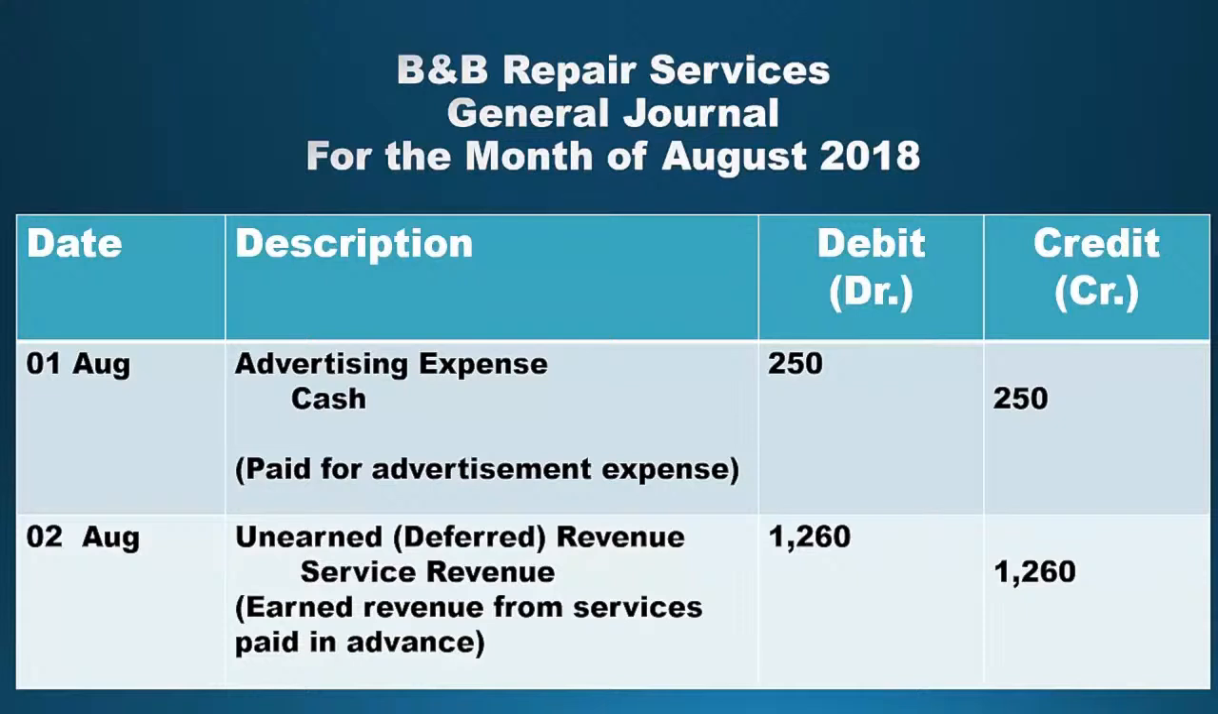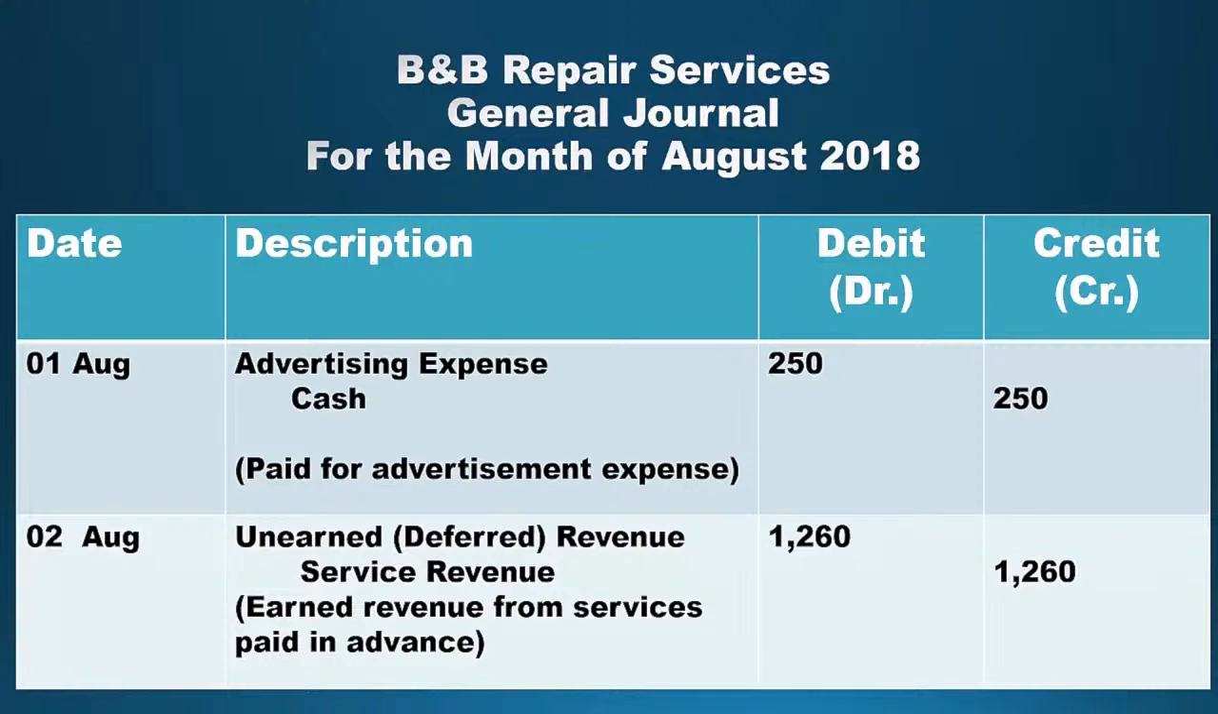Cash decreases because the company paid this amount. Step 3. How do we record it? To record this, we debit advertising expense for $250 to show the increase in expenses. Credit cash for $250 to reflect the decrease in money. The narrative for this entry is paid for advertisement expense.